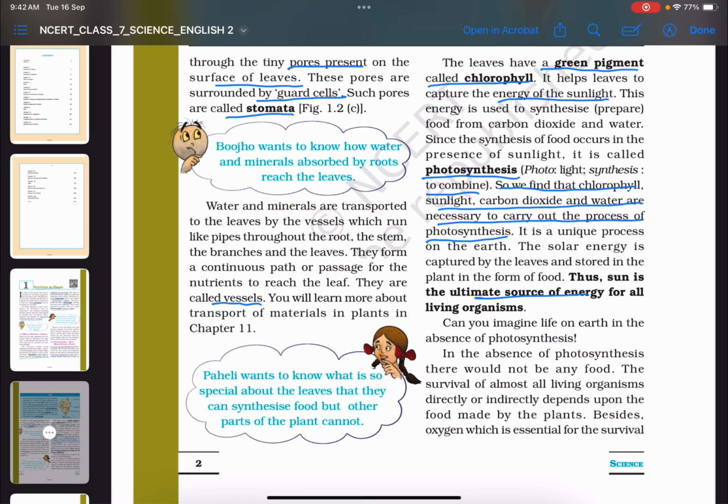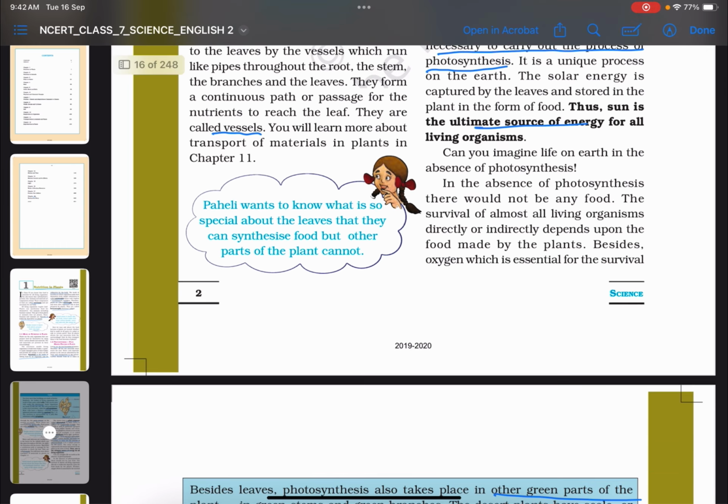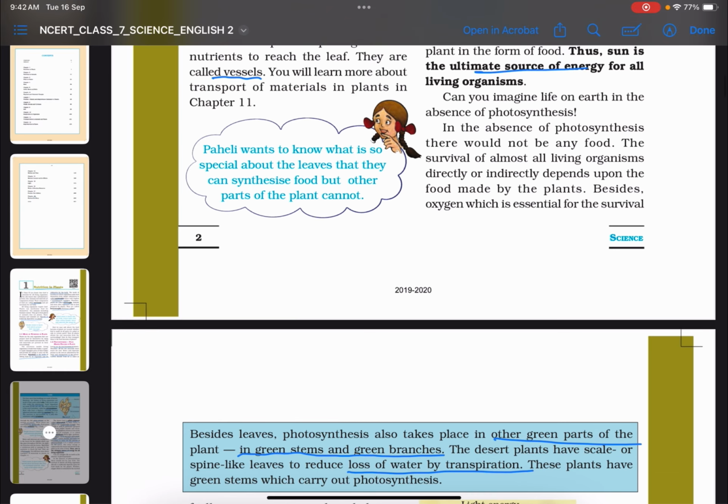So, we find that chlorophyll, sunlight, carbon dioxide, and water are necessary to carry out the process of photosynthesis. It is a unique process on the earth. The solar energy is captured by the leaves and stored in the plant in the form of food. The sun is the ultimate source of energy for all living organisms. Can you imagine life on earth in the absence of photosynthesis?